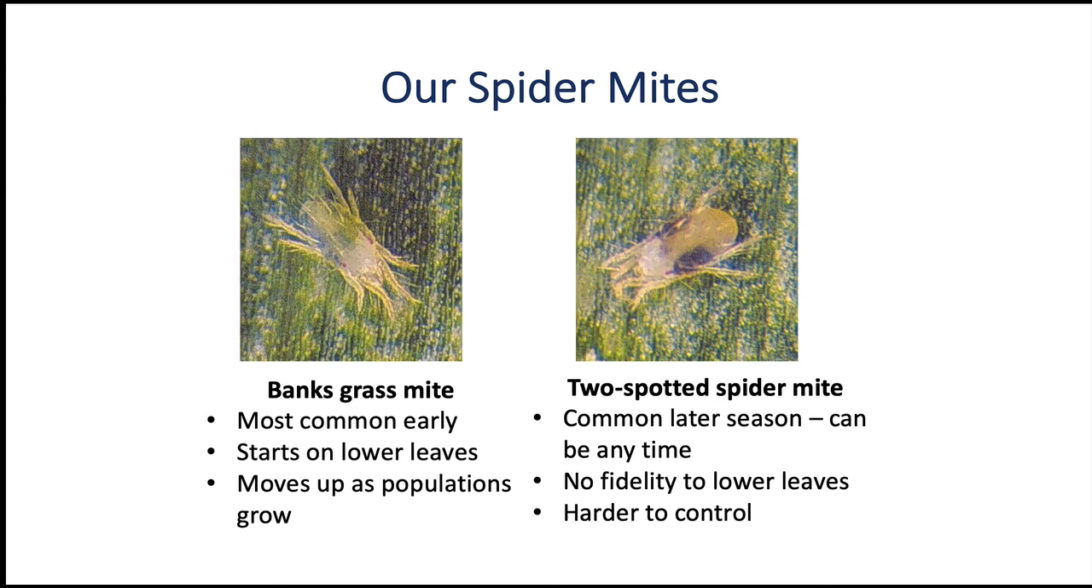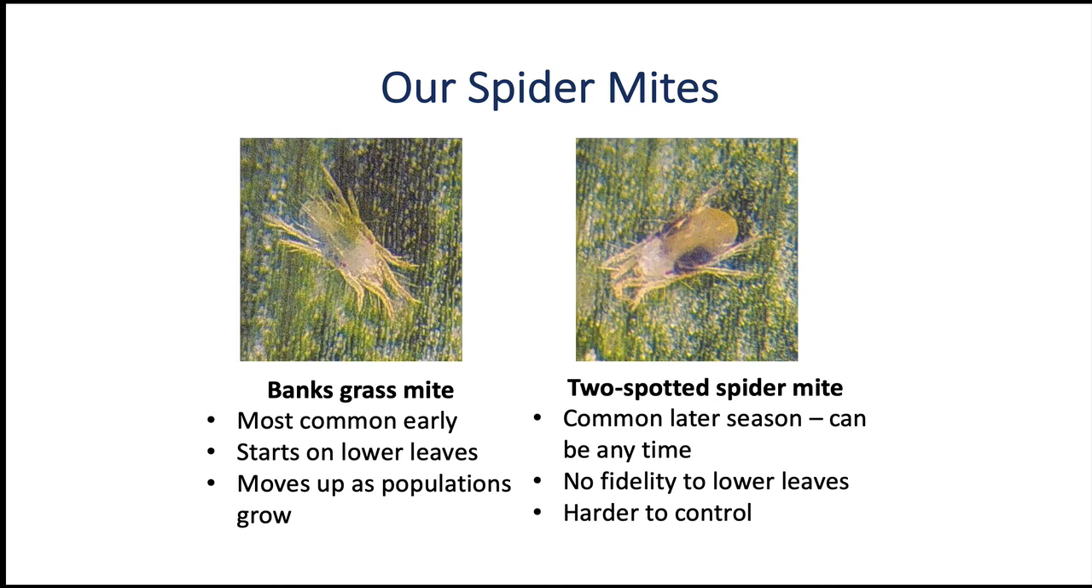For the Banks grass mite, it generally starts on the lower portion of the plant, on the lower leaves. And then as the populations build up, they begin to desiccate the leaves and they move up the plant. But oftentimes the two-spotted spider mites can be found on almost a majority of the leaves all the way up and down the plant.